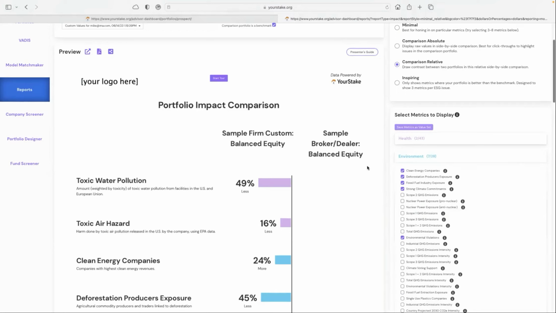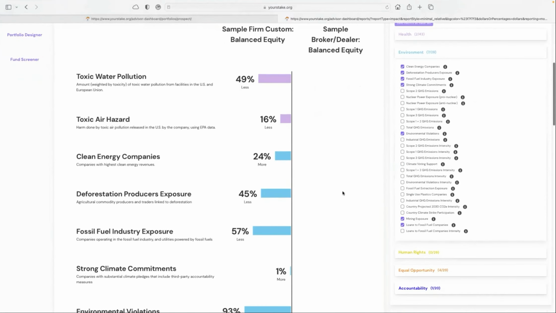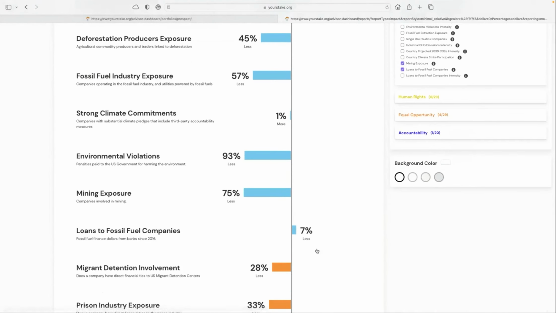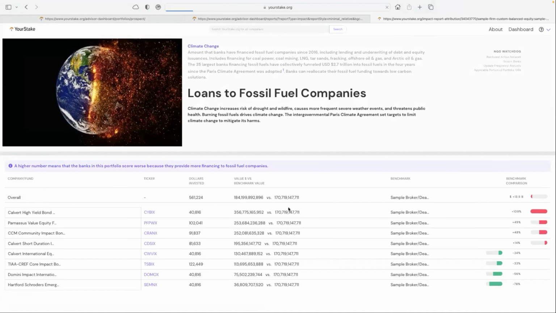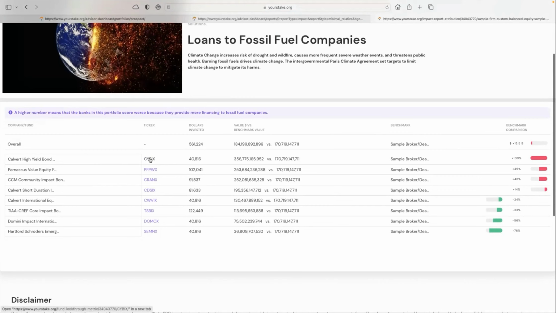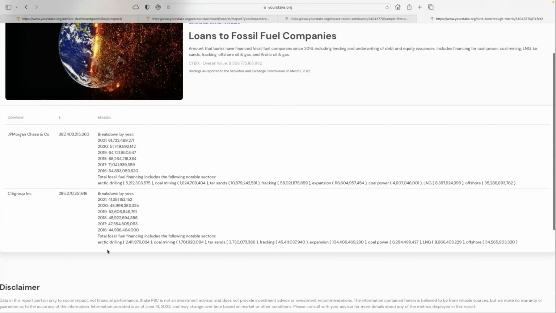On the fly, if you're talking with them and they're saying, hey, listen, I'm really concerned about this loan to fossil fuel companies, you can dive into that and say, look, where a lot of that is coming from is in our high yield bond allocation with CYBIX. And in particular, they hold a lot of bonds for JP Morgan and Citigroup, which are historically known for making loans to fossil fuel companies.